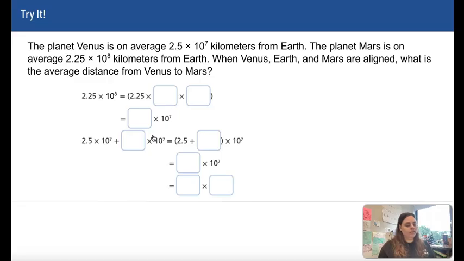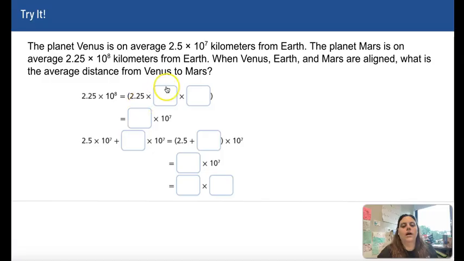You try. The planet Venus is on average 2.5 times 10 to the 7th kilometers from Earth. The planet Mars is on average 2.25 times 10 to the 8th kilometers from Earth. When Venus, Earth, and Mars are aligned, what is the average distance from Venus to Mars? So you can see there's already some set up here. They've taken the 2.25 times 10 to the 8th. That's the bigger power, so we want to change it to a power of 7. So how do you do that?